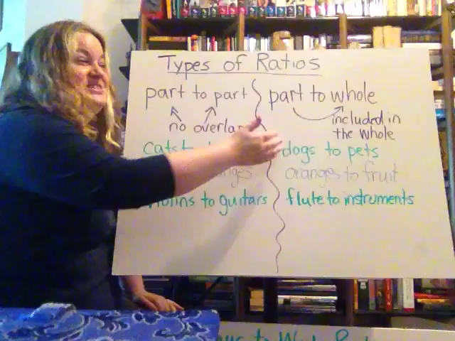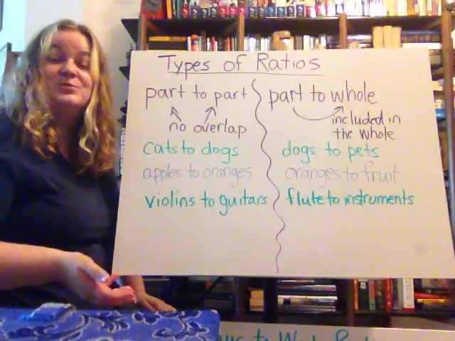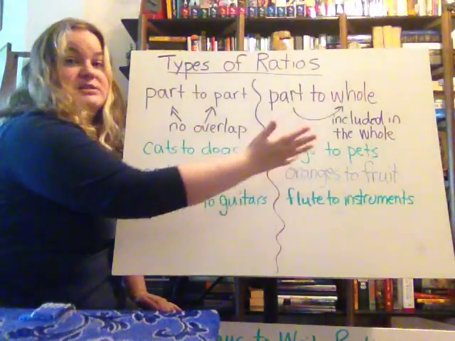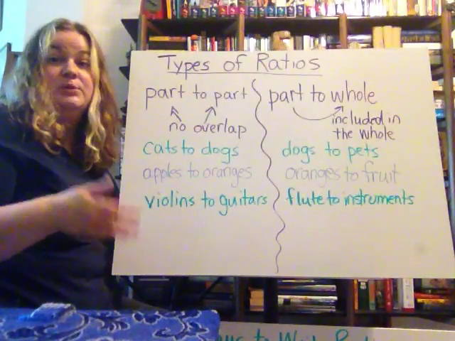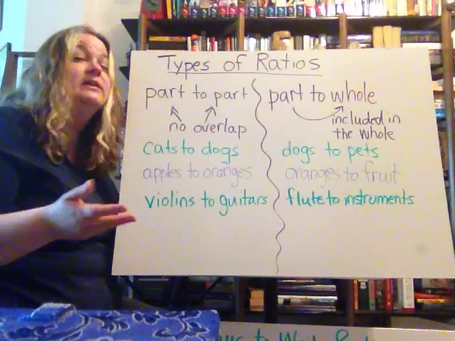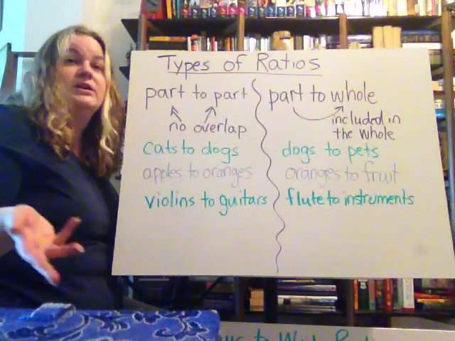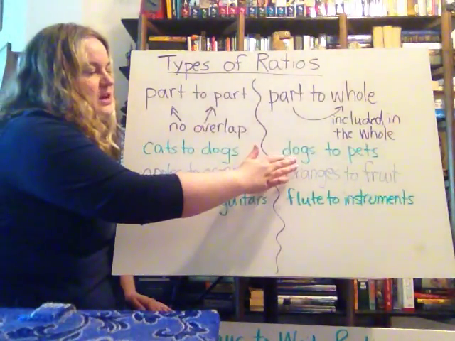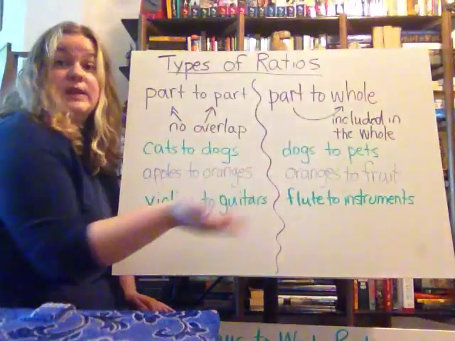As you take a look, we could also have a part to whole, and part to whole is where the part is included in the whole. For instance, dogs to pets. So if I were to poll the people on my block to see how many dogs and how many cats and how many parrots they had, I could say there were 5 dogs out of a total of 12 pets, or something to that effect. And so that would be the number of dogs would be included in that whole.